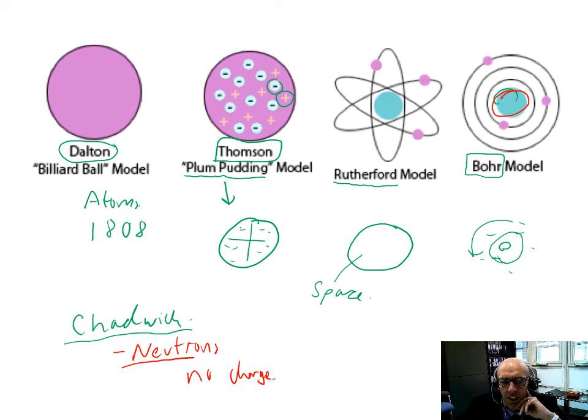So, within an atom, we have positively charged particles, we have the negatively charged particles going around the outside, the electrons, and then we have neutrons that have no charge. So, can you pause now, and could you do some basic diagrams?